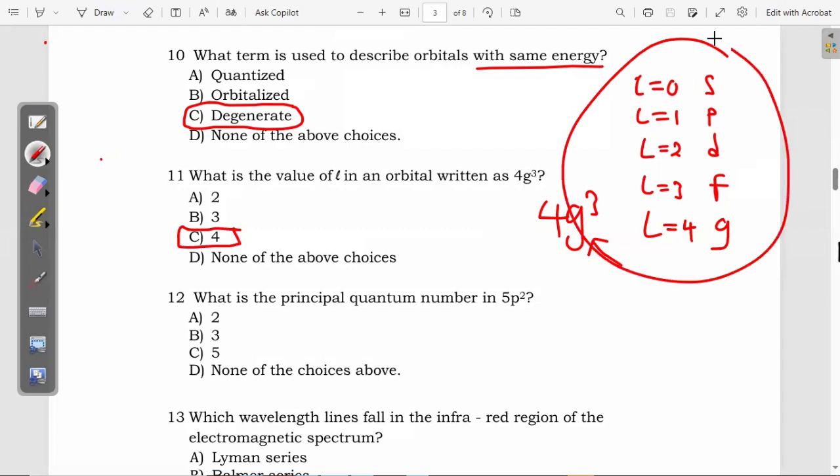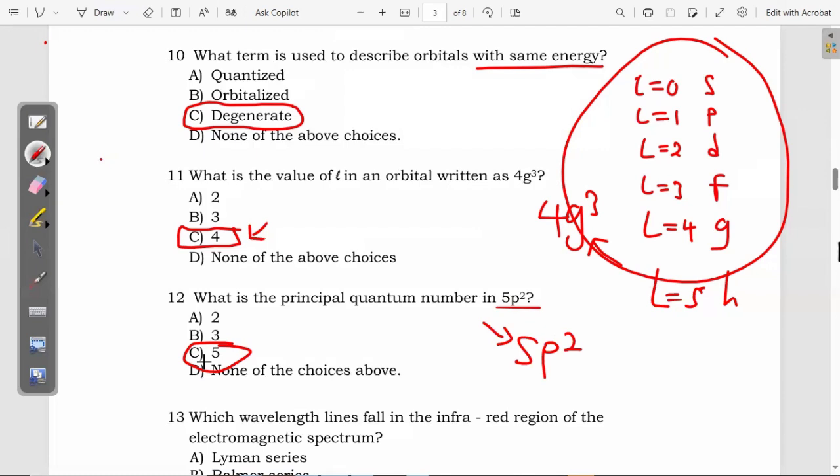So make sure you memorize these. L 0 is s, 1 is p, 2 is d, 3 is f, and L 4 is equal to g. We can continue going. If you write L 5, that will just be h. So the answer there is C. And then 12, what is the principal quantum number in 5p2? The principal quantum number is always the first number that you can see here. So it's 5. So you pick 5 there.